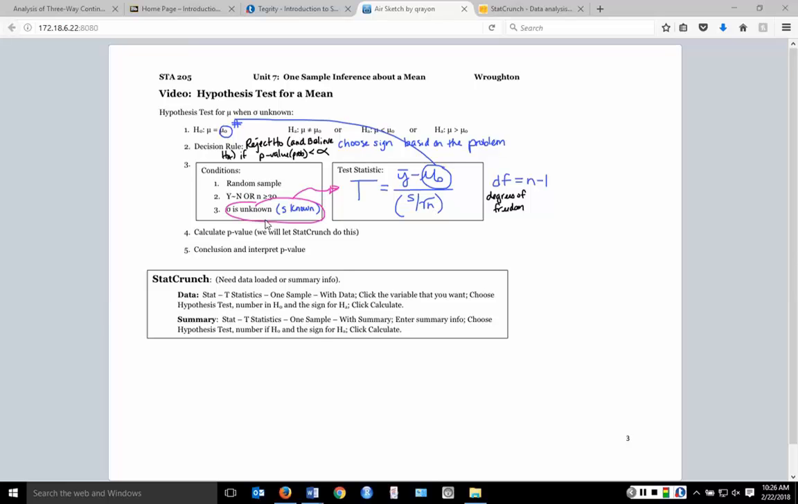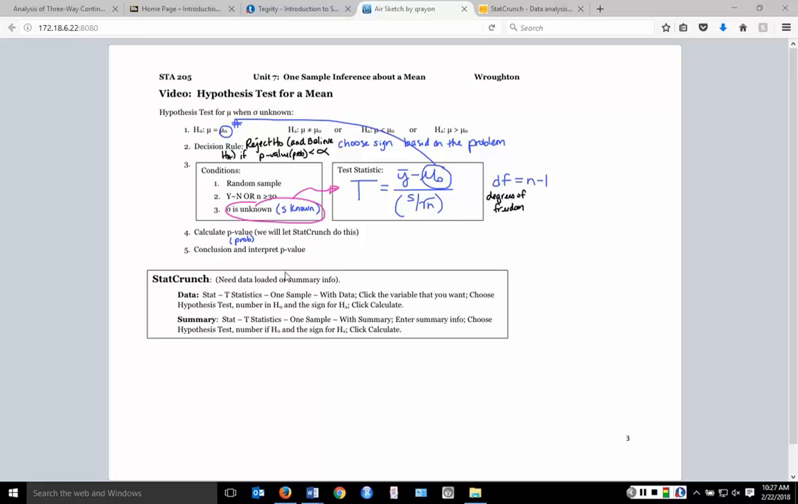In step 4, we're going to calculate our p-value, or again, our probability. And at this point, we're going to let StatCrunch do the work for us. We've already understood how to calculate a p-value using the z distribution, so we'll talk about why it looks a little bit different through our first example. Once we have our p-value, we can go back up to step 2, compare it to our significance level, our alpha, and see if we're going to reject or fail to reject our null hypothesis. Then once we know that, we can do our interpretations.